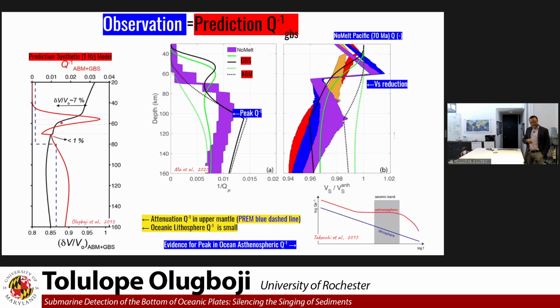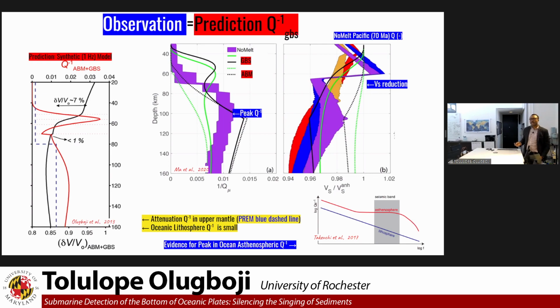Note here, I've also included in the blue curve the attenuation model of PREM. So you're seeing that the velocity drop is really driven by the peak in attenuation over and above what is predicted by PREM. The question is, those are predictions. What does observation say? Obviously, these predictions are coming from mineral physics experiments and the theory, but what do observations say?